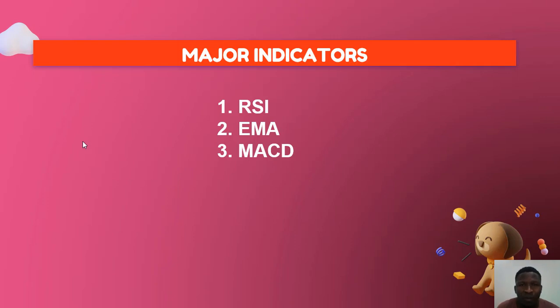We have come a long way. In this very section, we'll be looking at major indicators. So we have the RSI, which is the relative strength index. We have the EMA, which is the exponential moving average, and we have the MACD, moving average convergence divergence. We have a number of indicators, but we'll just be looking at these three. All right, so let's go to our chart.